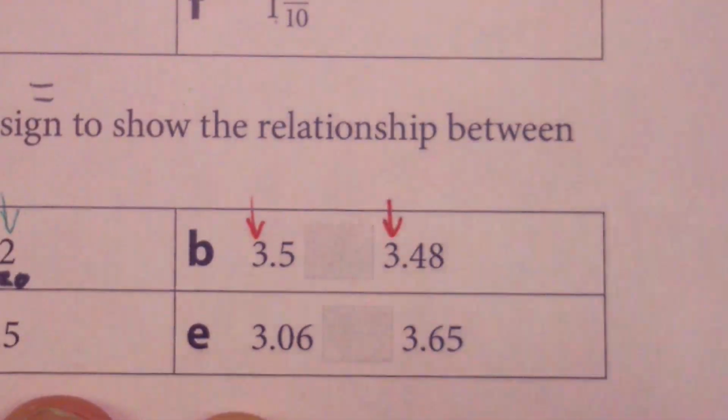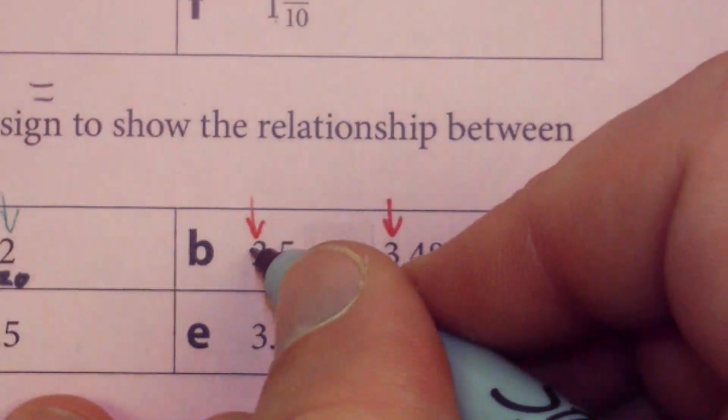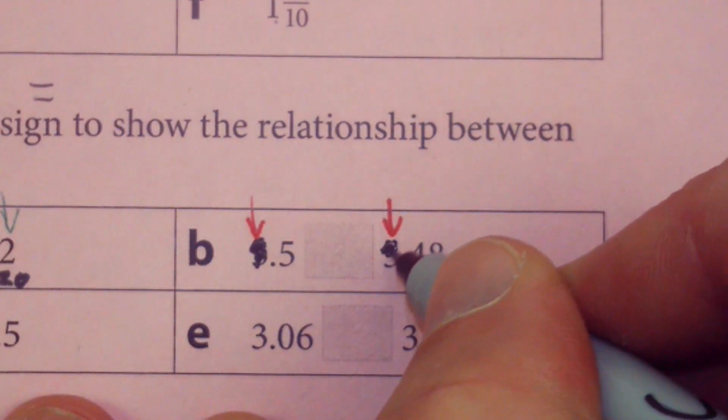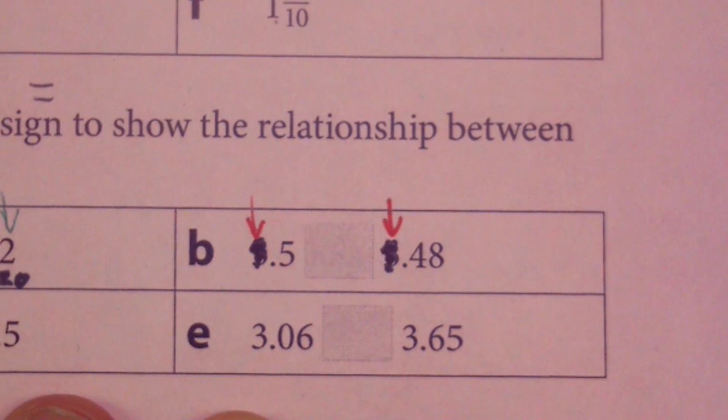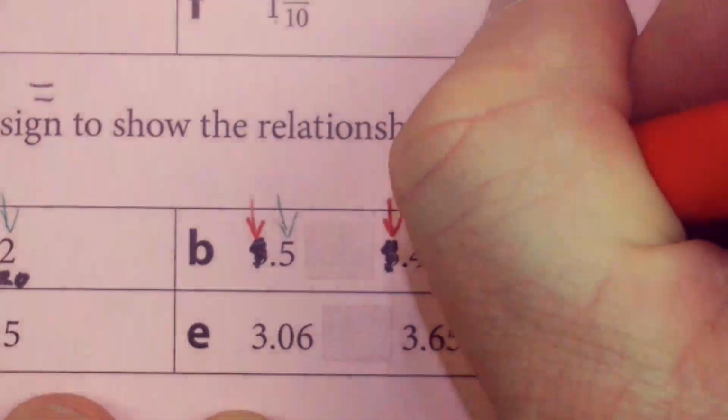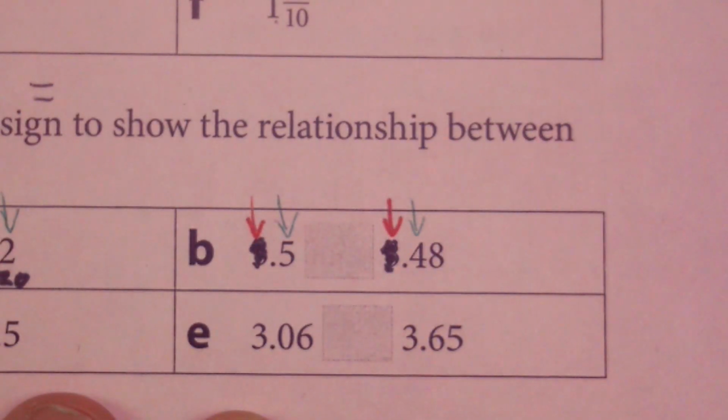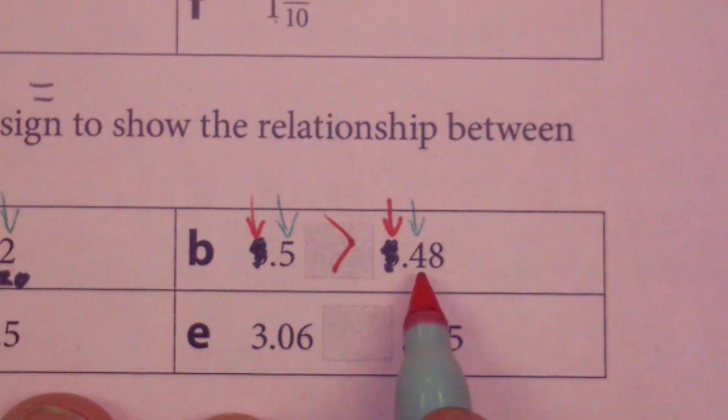3 versus 3. What do you think? They're the same number, so we don't have enough information. Okay? Now I'm going to look at the green number, the tenths. I've got a 5 and I've got a 4. 5 is bigger than 4, so I am going to have the alligator eat the bigger number. This is greater than this.